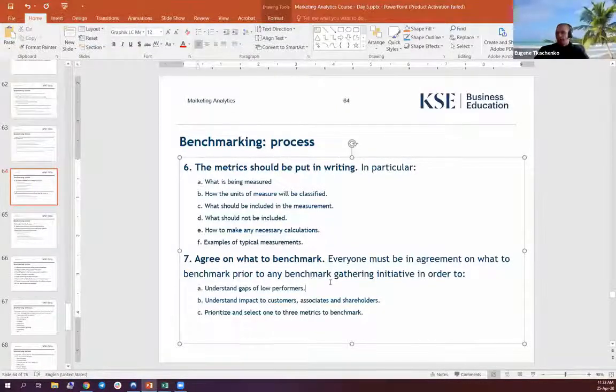And once your benchmarks are designed, you understand the gaps of low performance, the impact on customers and everything else, you should finally agree on why and how you're benchmarking that.